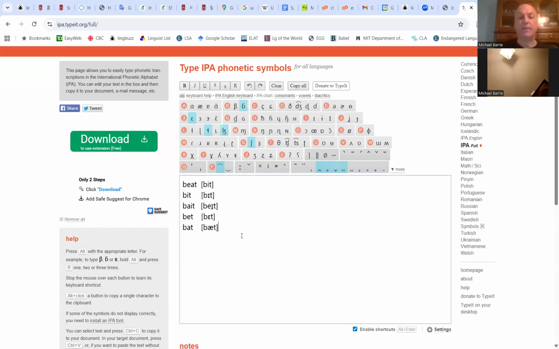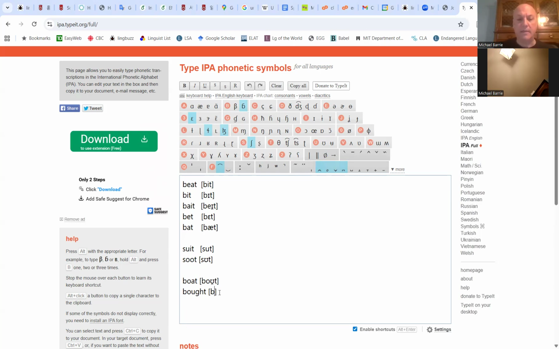Okay, now we're going to practice with some back vowels in English. First, let's do the word suit. Looks like this, and soot, and boat, bought.